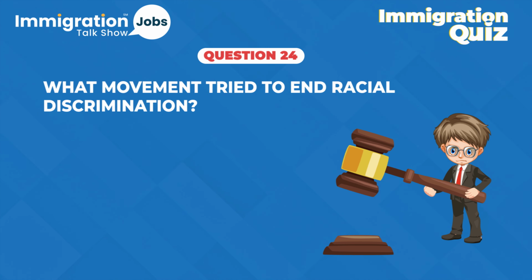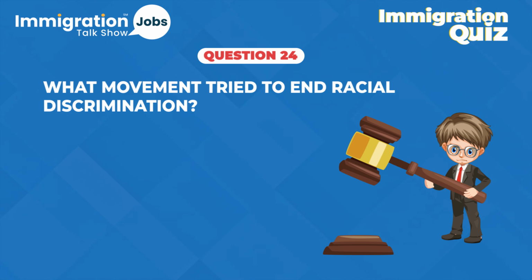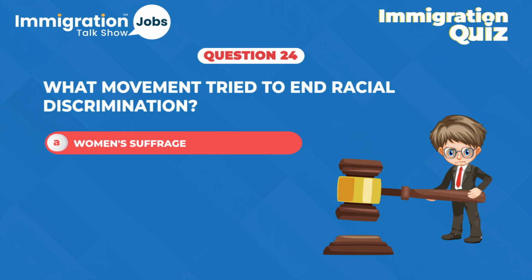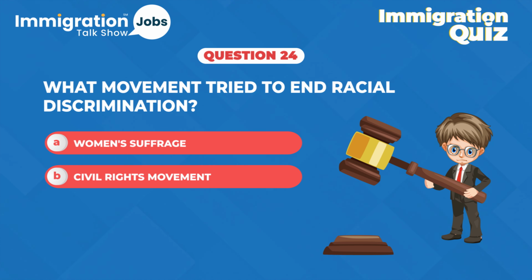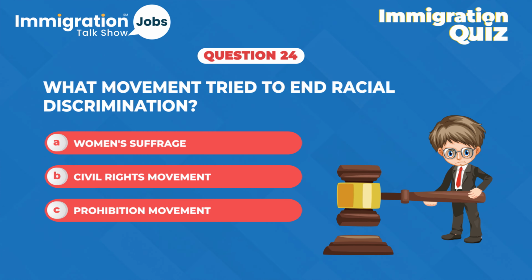What movement tried to end racial discrimination? Option A, women's suffrage. Option B, civil rights movement. Or option C, prohibition movement.